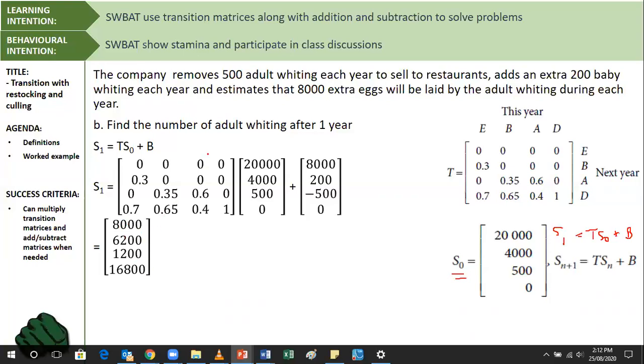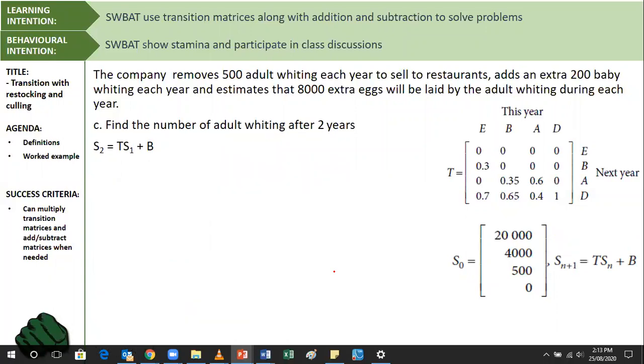So the question is, how many adults are you going to have at the end of the first year? This is how many adults you're going to have, right? So you've got 8,000 eggs, 6,200 babies, 1,200 adults, and then 6,800 that didn't quite make it, right? But the question is just asking for the adults. So from here, you're just focusing on this. So then you'll highlight that, that's your answer, done.